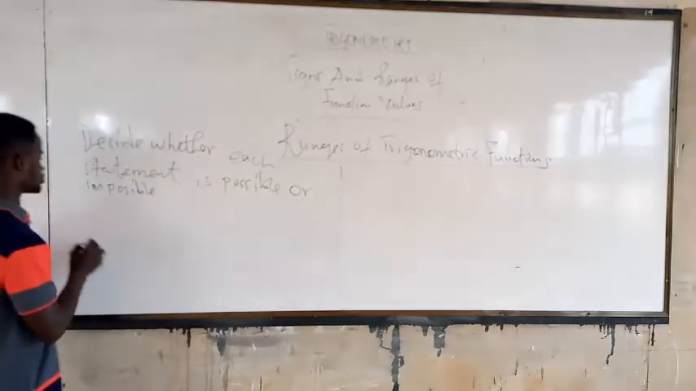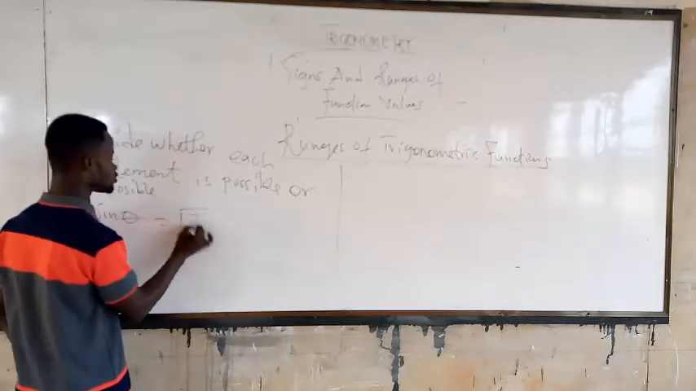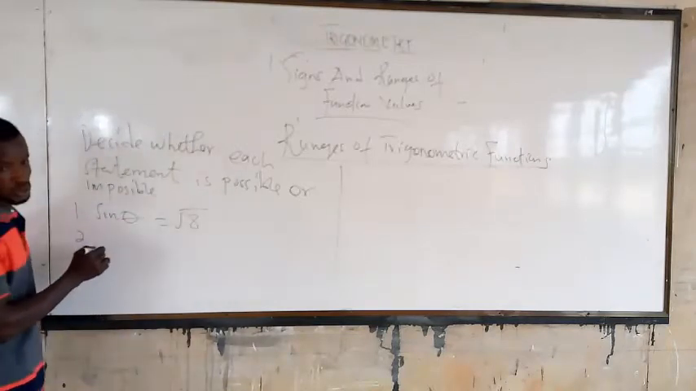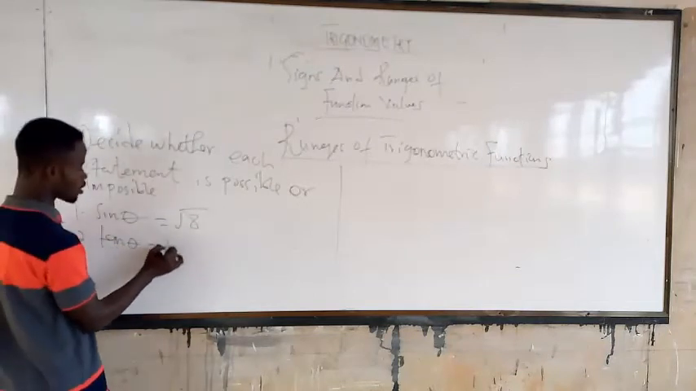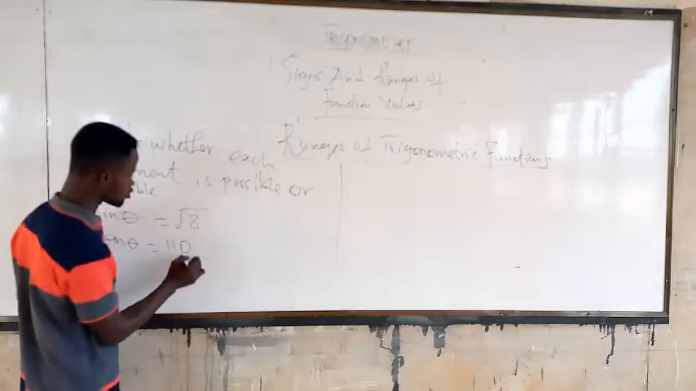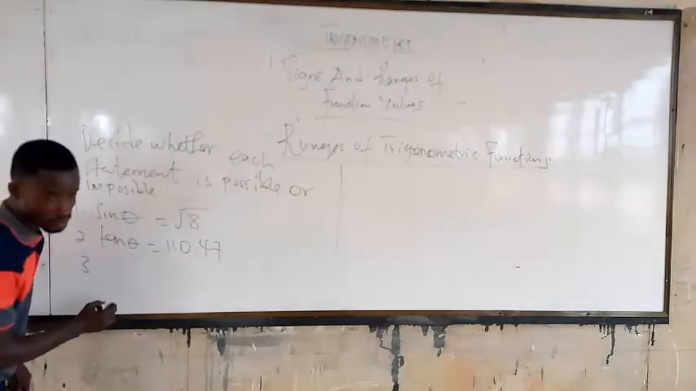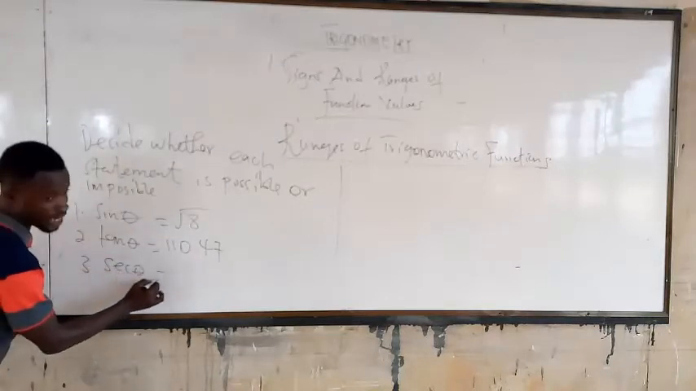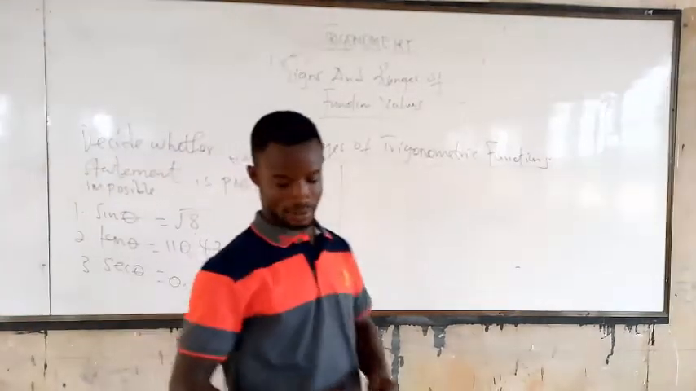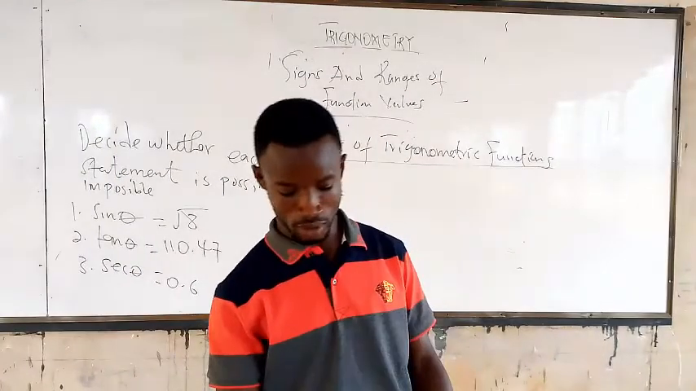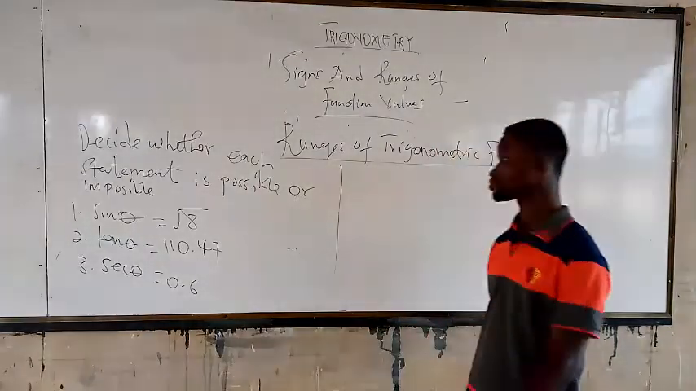Possible or impossible. 1. Sine theta is equal to square root of 8. 2. Tan theta is equal to 110.47. 3. Sec theta is equal to 0.6. Decide whether each is possible or not possible, using what we have just done.